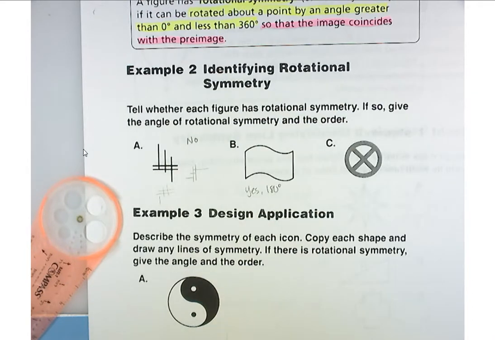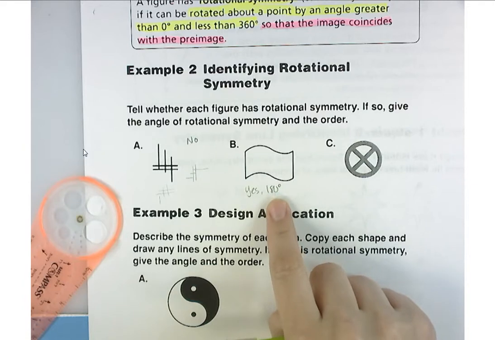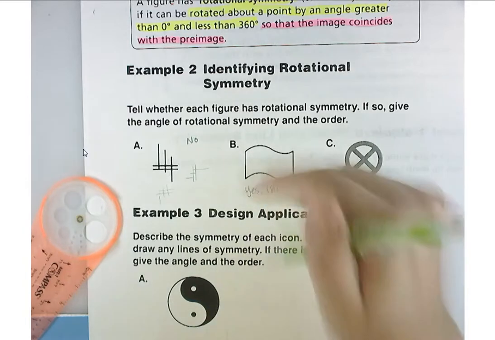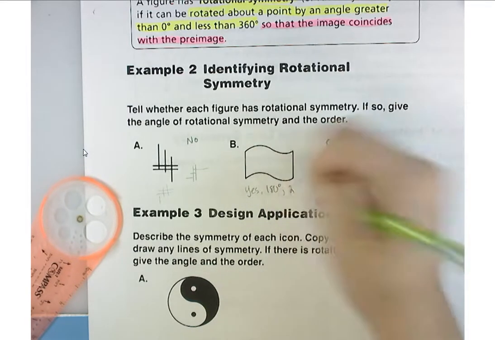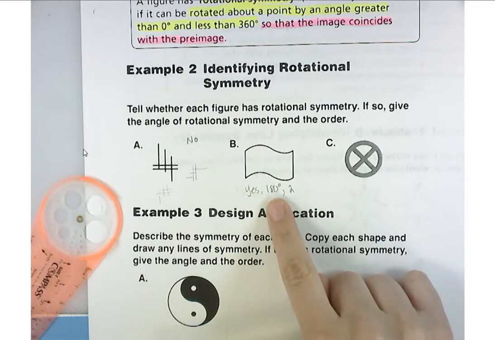Okay, and then it is asking you for the order. The order is how many turns you could get to be in the 360. So this is what you'd ask yourself: how many times does 180 go into 360? Twice. So then the order would be 2. There are 2 times that you could do that rotation between 0 and 360.